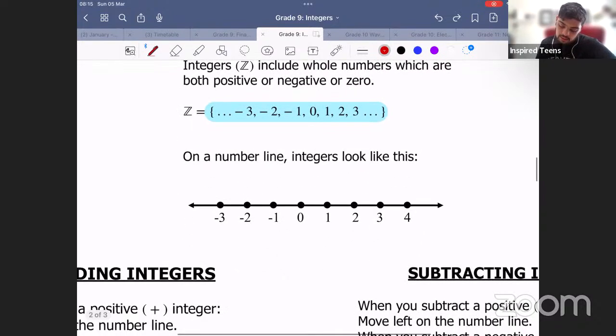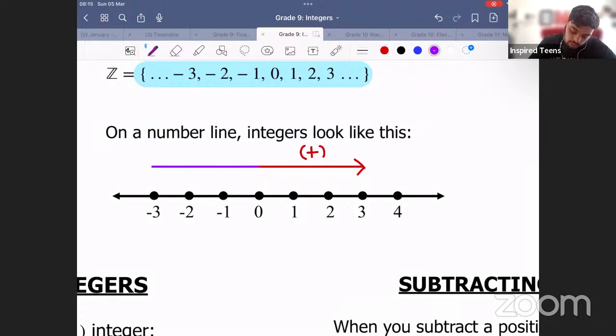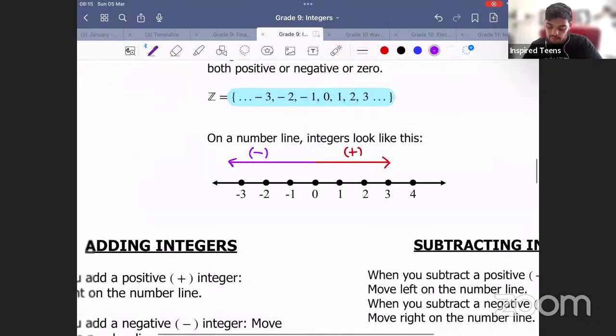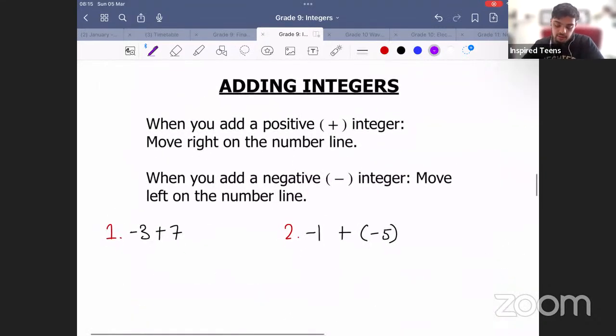On a number line, integers look like that. This is important to visualize, because when you're increasing integers, you are moving to the right. When you're adding, you're moving to the right. When you are subtracting, you're moving to the left. So that's important to note on this integer number line. We're going to literally revise the extreme basics of integers.